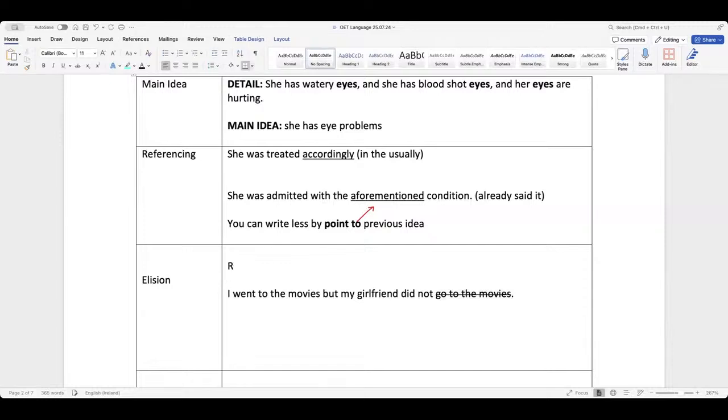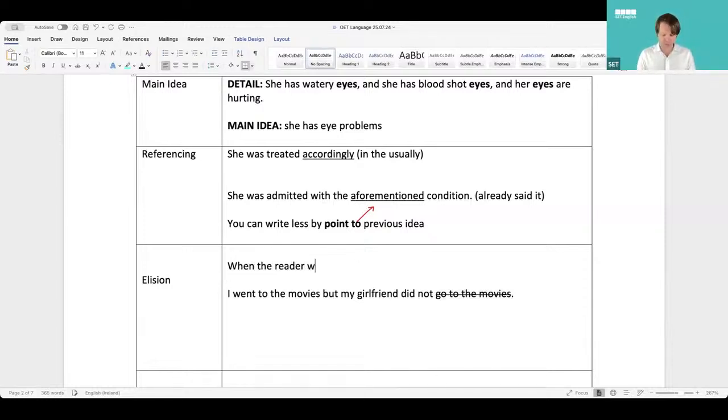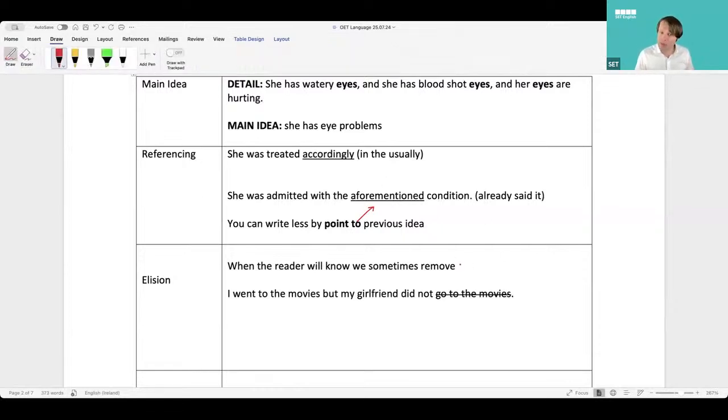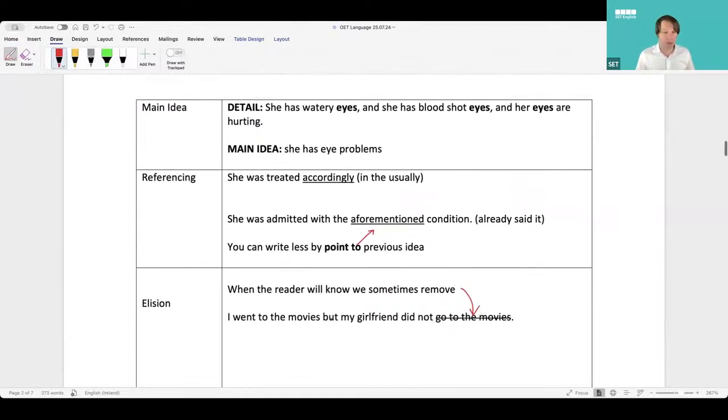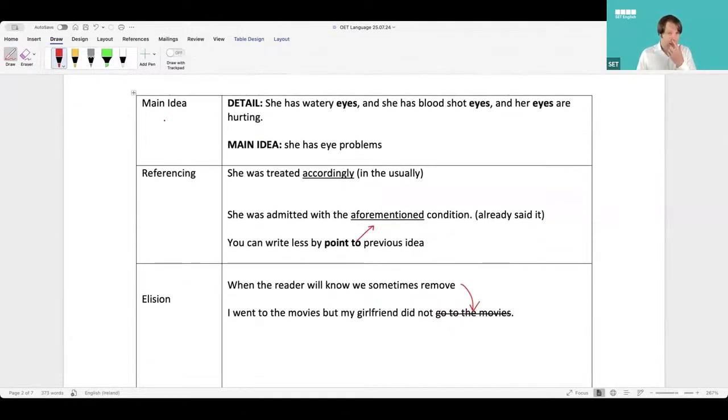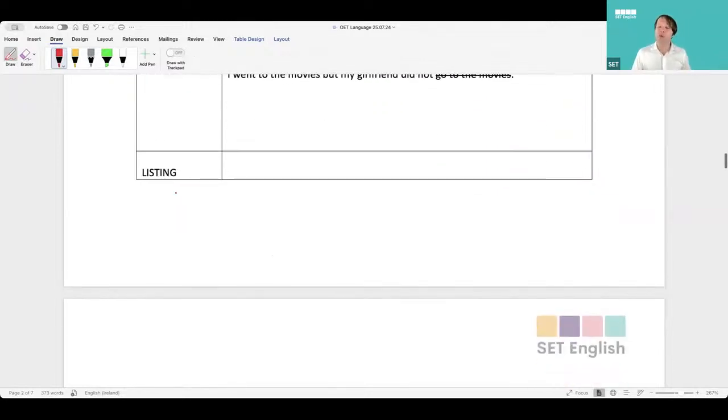It's like removing, when the reader will know, we sometimes remove. We're not studying that today. Maybe in future classes, in 2 weeks' time, we can look at these things. Probably this one is the most important. Okay, but today, what are we focusing on today?